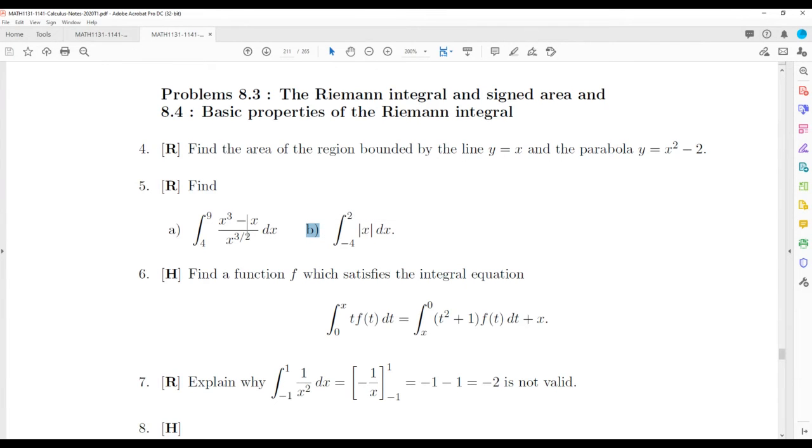Can anyone in the chat think of a really fast way of doing 5 part B? What might be a very fast way of doing it? Anyone know? 5 part B. Van Andrew: triangles. Yeah, I like the way you're thinking there, buddy. So one way to do 5 part B is to draw a picture and just look at the area, and you're going to get the area of triangles. So let's do that quickly, and then we can move back to part A.